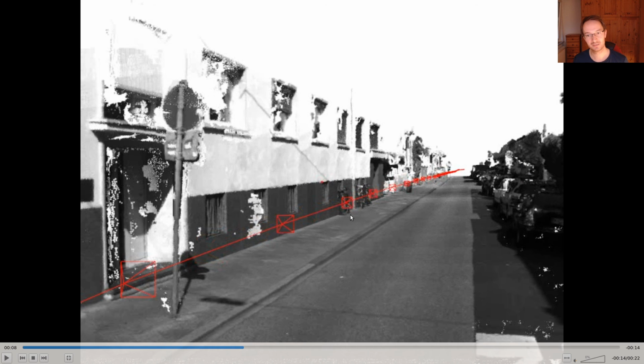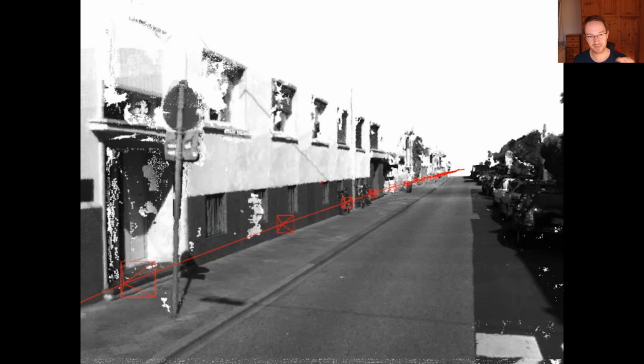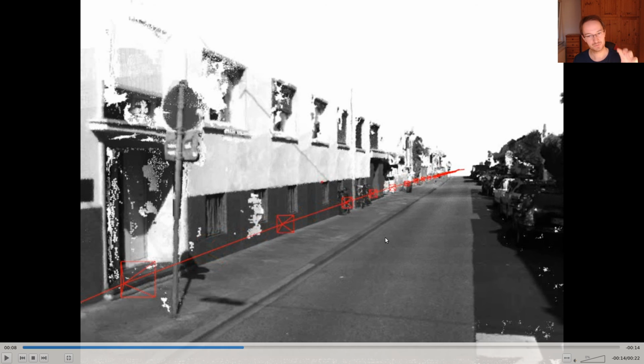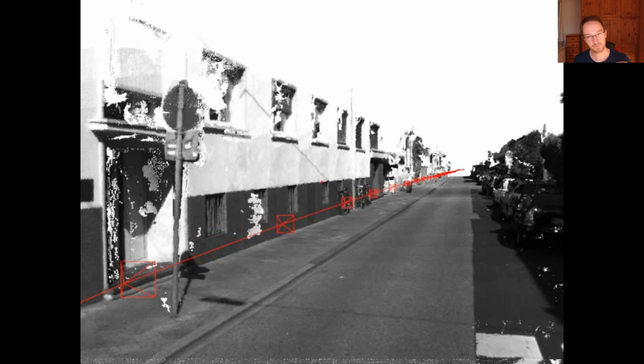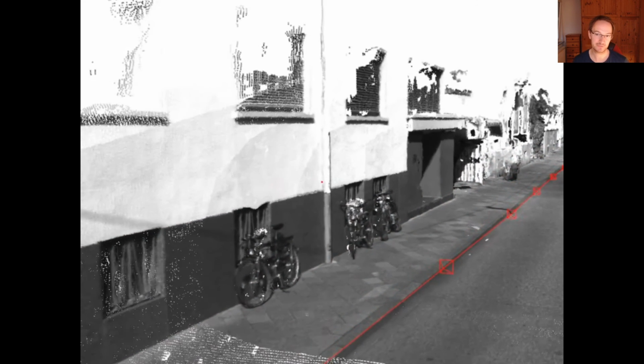You can see these little red triangles here, which illustrate the camera poses that have been used. For each of these camera poses, we have estimated a depth map. This was done using a stereo camera. And then we have accumulated all the point clouds into a larger 3D reconstruction.